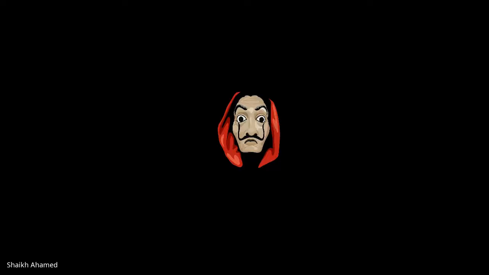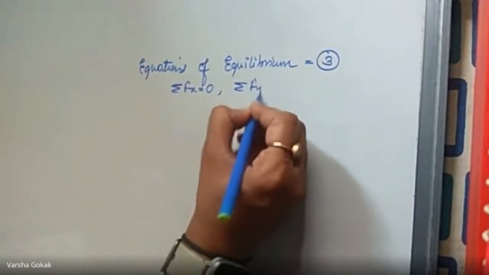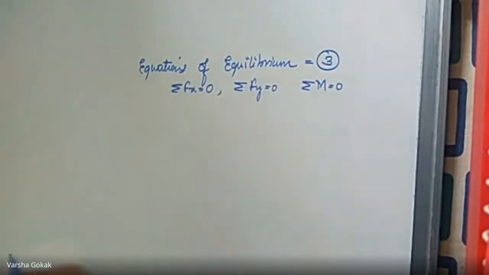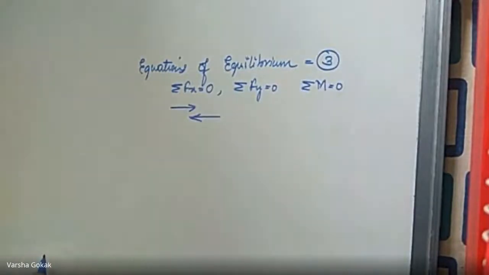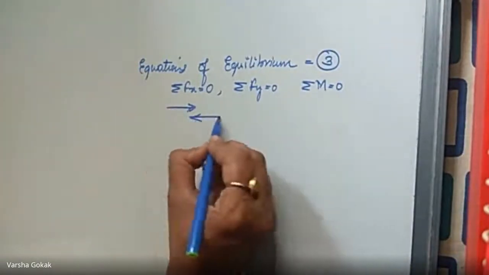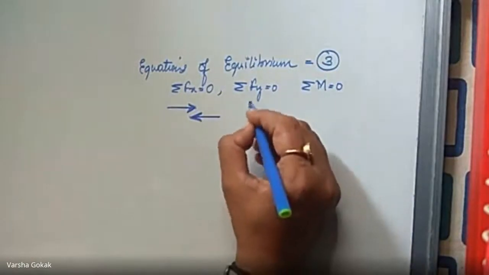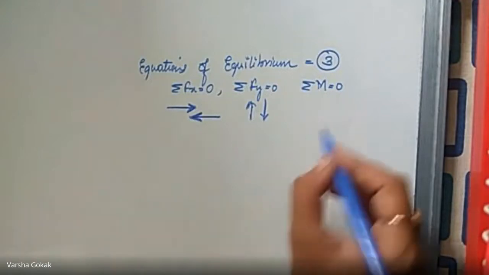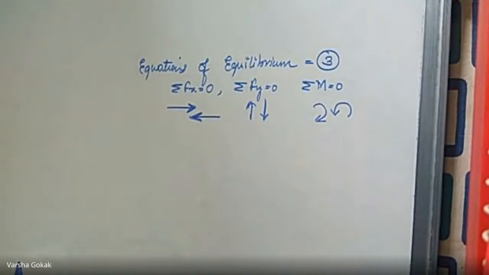Sigma fx is equal to 0. Yes, summation fx, so summation f of x is equal to 0, summation f of y equal to 0, and summation m equal to 0. Correct? Now, fx means all your horizontal forces. So all horizontal forces are your summation f of x. All your vertical forces are coming under your summation f of y. And all the rotations are coming under summation m, that is moment.